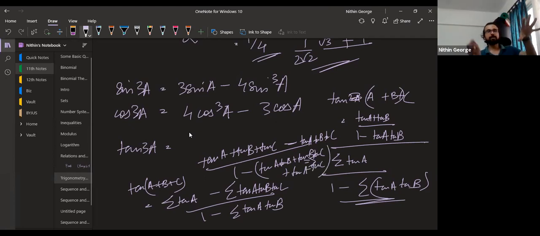Guys, I know it looks cluttered, but can you write the formula down neatly? Yes, sir. Tan of A plus B plus C. Guys, did you know this before?